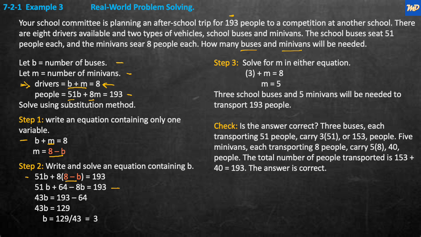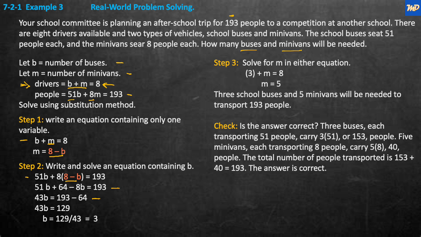Now we're going to combine like terms, and the like terms are 51B minus 8B. 51B minus 8B is 43B, since 51 minus 8 is 43. And then you have the 64. You have to move it to the other side because we're eventually going to get the B by itself. So you subtract 64 from each side. When you do that, you get 43B is equal to 193 minus 64. That's 43B is equal to 129.